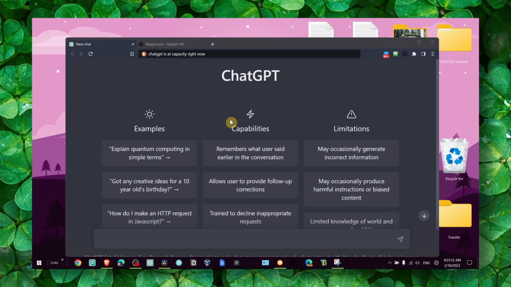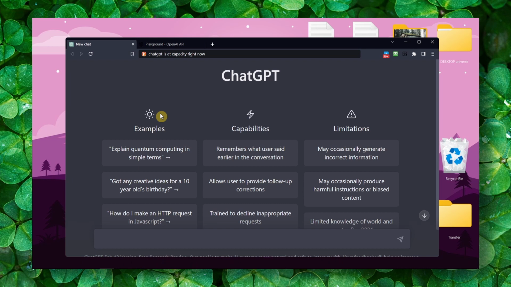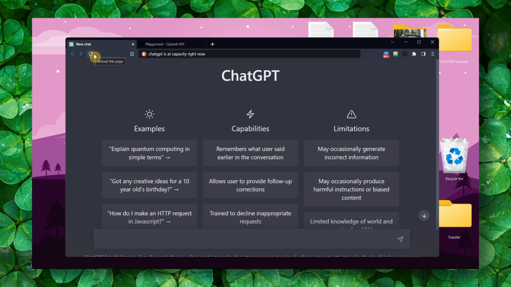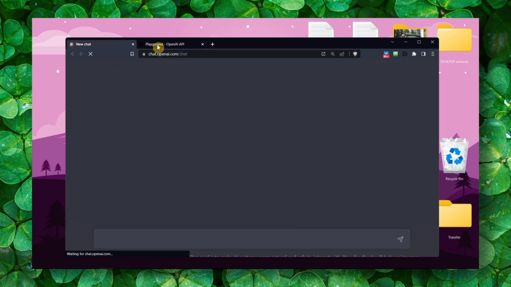A solution to fix ChatGPT's at capacity right now. There's obviously one way, one a lot of people are suggesting, which works sometimes, but what I suggest, and what I tested to work even better, is to go and use Playground OpenAI instead of refreshing. Because that's one way to fix ChatGPT is at capacity right now: just refresh the page or Control R. That's another way. Control R, you can refresh.